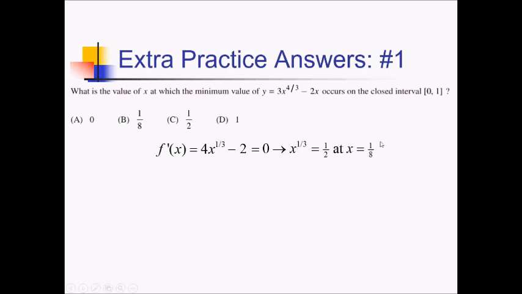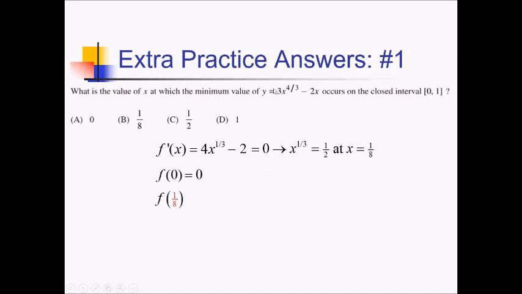Now 1/8 is on the interval from 0 to 1, so it counts. It's a candidate. We've got to test it. Going through and testing each of those now, let's start with 0. That's an easy one. Plugging 0 in here just gives us 0 back from the original function. And plugging in 1/8 now.